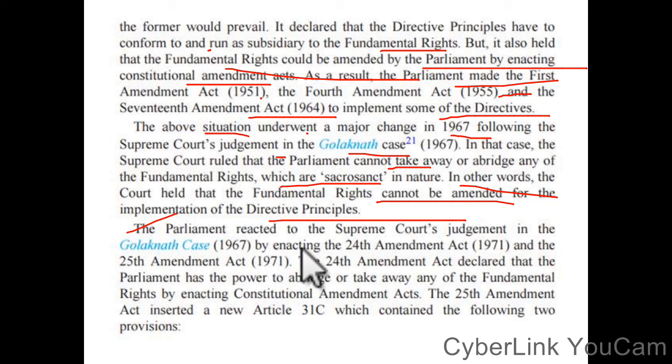The Parliament reacted to the Supreme Court's judgment in the Golaknath case by enacting the 24th Amendment Act 1971 and the 25th Amendment Act 1971. The 24th Amendment Act declared that the Parliament has the power to abridge or take away any of the fundamental rights by enacting constitutional amendment acts. The 25th Amendment Act inserted a new Article 31C, which contained the following two provisions.